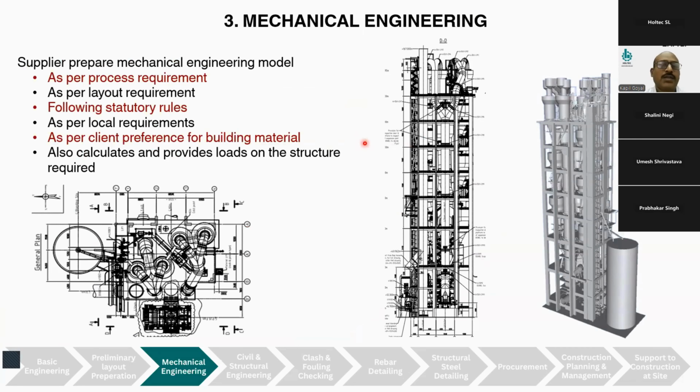Then comes the role of mechanical engineering. After finalizing the process and the preliminary layout, the mechanical engineer starts his work, preparing a model in which he places all the 3D models of the equipment in a preliminary building and serves the process requirement as per the layout requirement. He follows statutory rules. He sees the local requirements, and as per client preference, he also makes sure whether the building is to be constructed in RCC or steel. He also calculates and provides the load on the structure so that the structure can be designed.